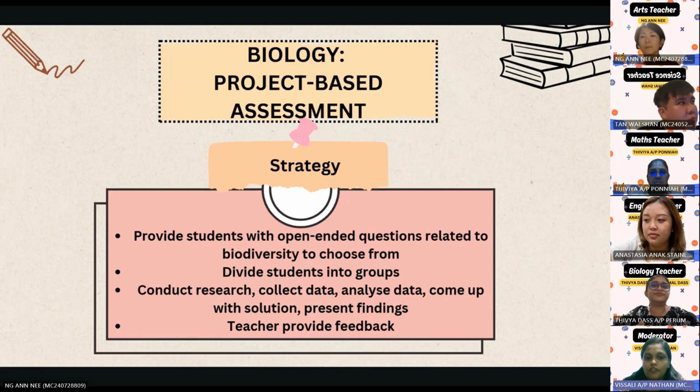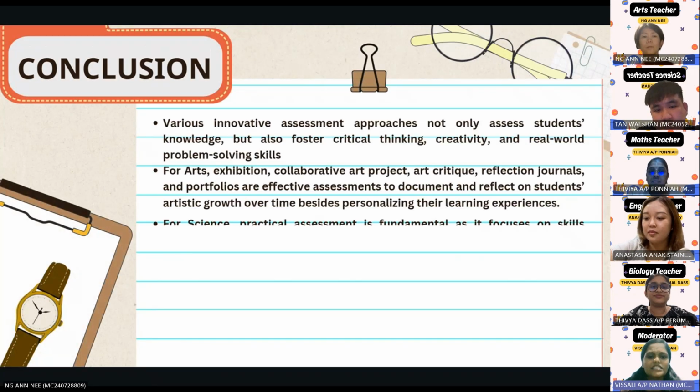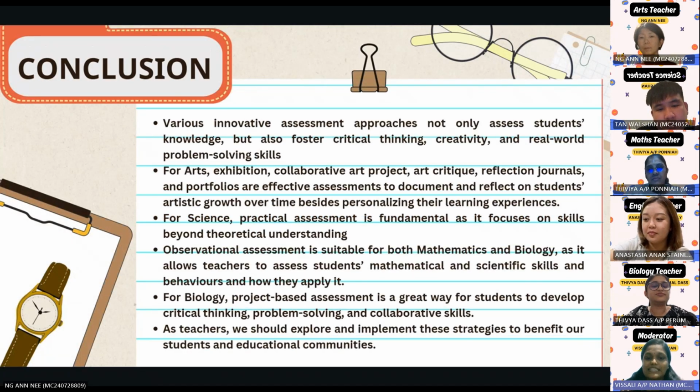Okay, as we conclude our forum on exploring effective assessment methods beyond traditional written tests, it's clear that the landscape of education is evolving. We have discussed various innovative approaches that not only assess students' knowledge, but also foster critical thinking, creativity, and real-world problem-solving skills. For art, exhibitions, collaborative art projects, art critiques, reflection journals, and portfolios are effective assessments to document and reflect on student artistic growth and progress over time.